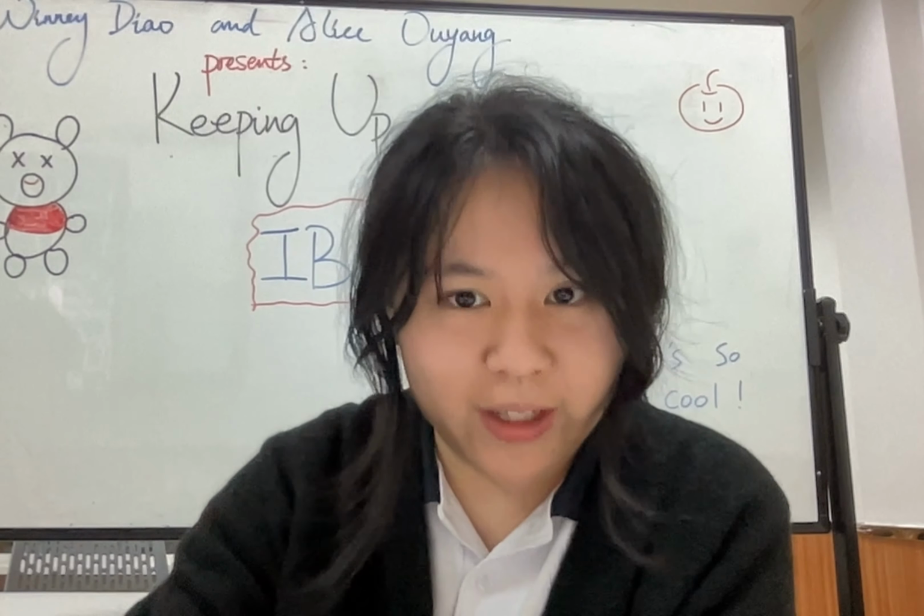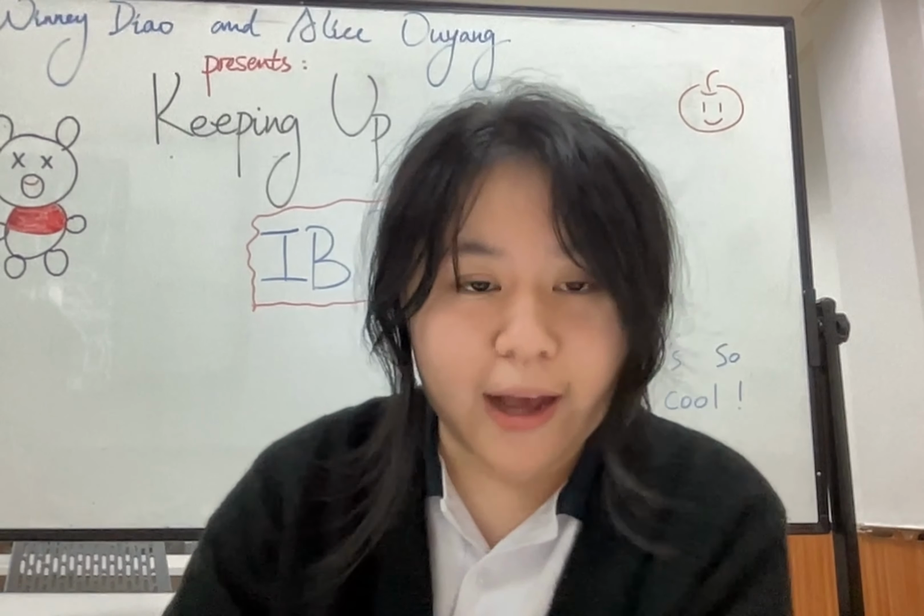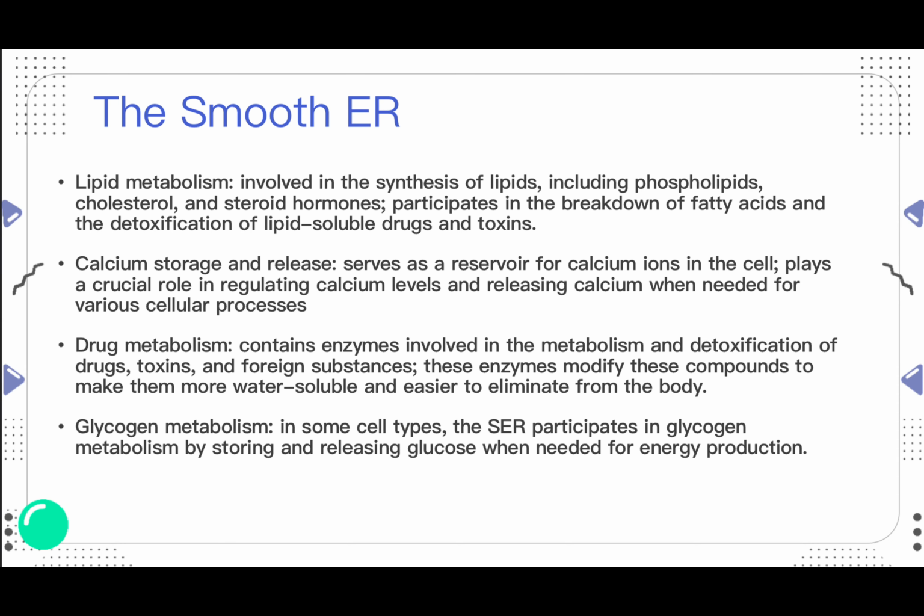Now, moving on to the smooth ER. The smooth ER has slightly different functions. So instead of participating in protein synthesis, it carries out lipid metabolism. So the SER is involved in the synthesis of lipids, including phospholipids, so our good old cell membranes, cholesterol, and steroid hormones. It also participates in the breakdown of fatty acids and the detoxification of lipid-soluble drugs and toxins.